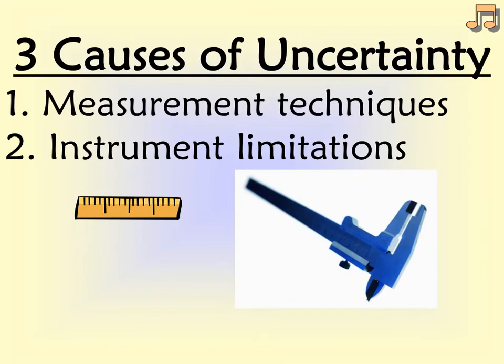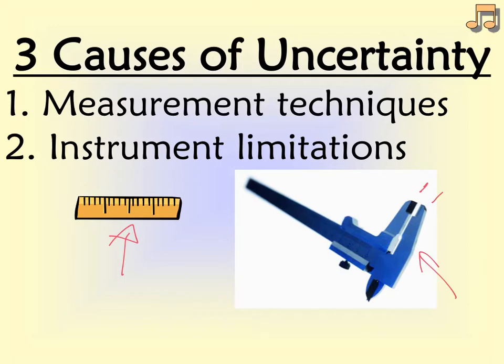The second thing that might affect the uncertainty is the instrument limitations that we have. If I'm going to measure the diameter of a pencil and I'm going to use a ruler, I'm going to get one kind of answer and it may not be very accurate. If instead I'm going to use a vernier caliper, I'll be able to come up with a much more precise answer because these jaws will clamp down onto the pencil and give me a really, really accurate reading. So the kind of instrument you have to use will affect the uncertainty.